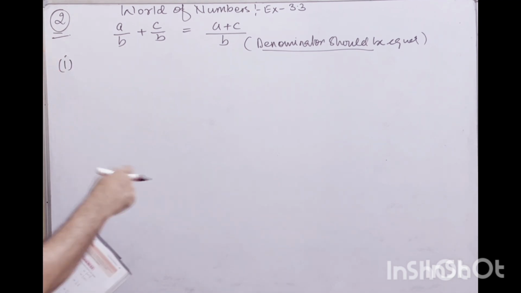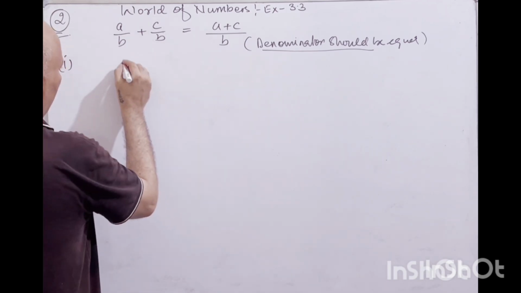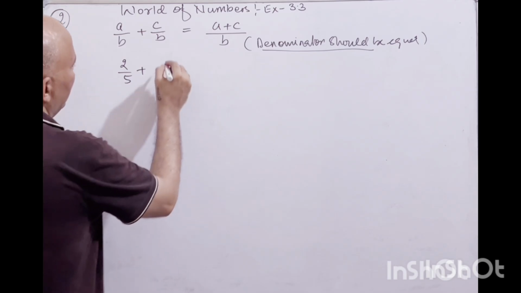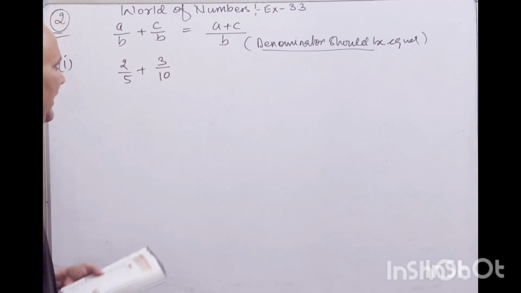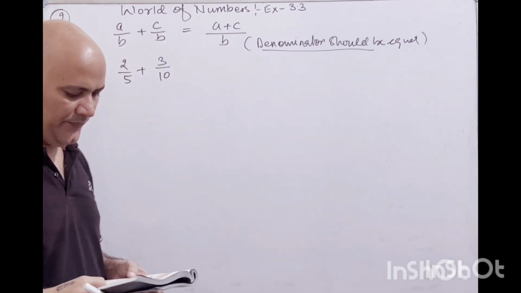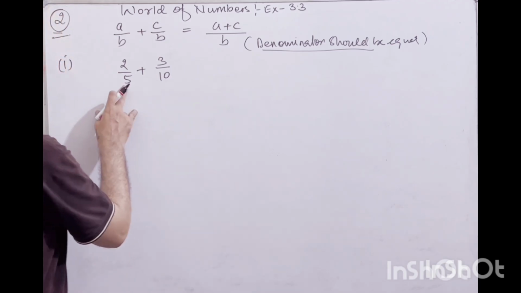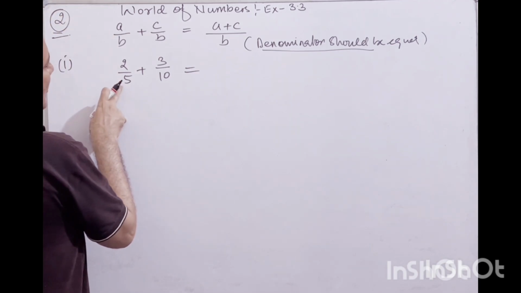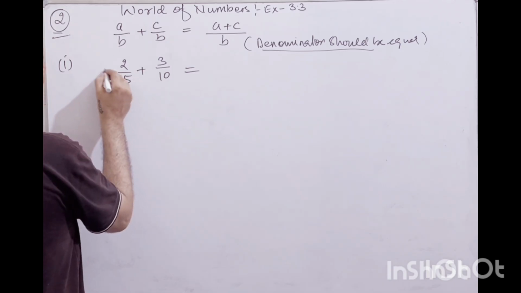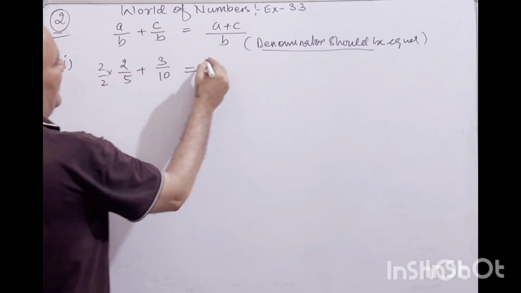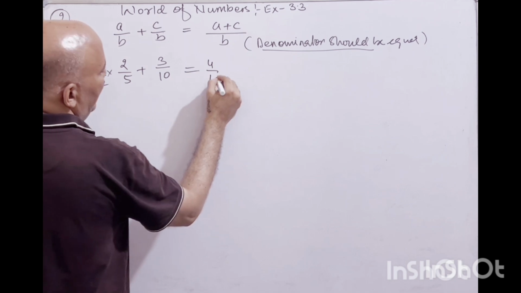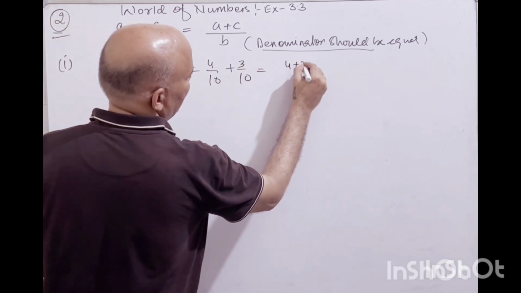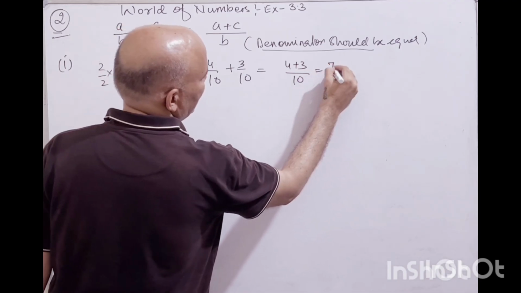So first what I was saying, 2/5 plus 3/10, right. So b is not equal here, so what you can do is you can equate the denominator. So how we can do that? Multiply this by 2 and divide by 2, so it will be 4 upon 10 and 3 upon 10. So it is very easy. 4 plus 3 upon 10 is equal to 7 upon 10.